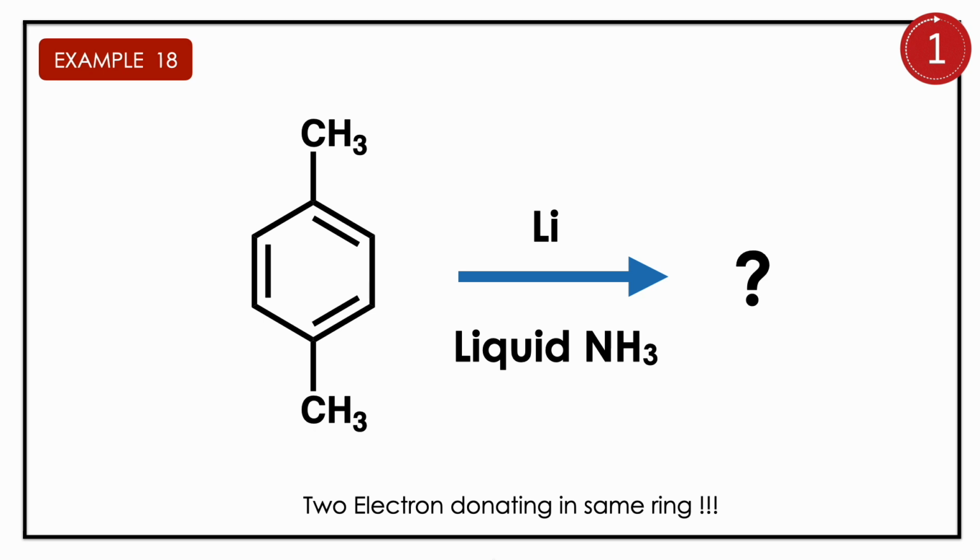Then the next example, you have para-dimethylbenzene. You are reacting with lithium and liquid ammonia. You should find what will be the final product.